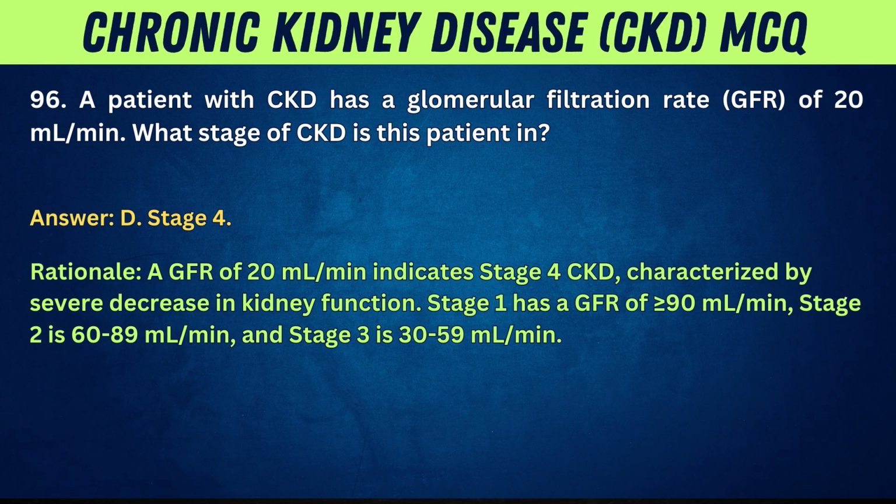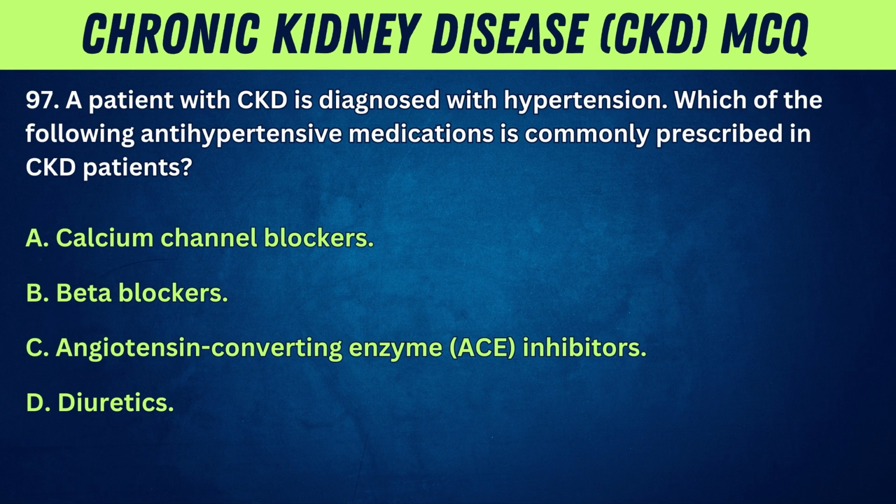Answer: D. Stage 4. Rationale: a GFR of 20 milliliters per minute indicates stage 4 CKD, characterized by severe decrease in kidney function. Stage 1 has a GFR of greater than or equal to 90 milliliters per minute. Stage 2 is 60 to 89 ml/min, and Stage 3 is 30 to 59 ml/min.